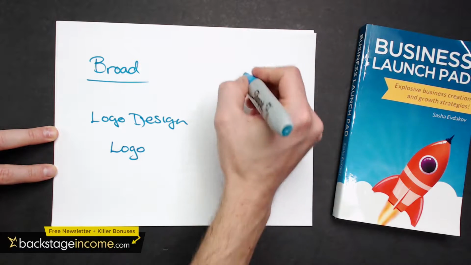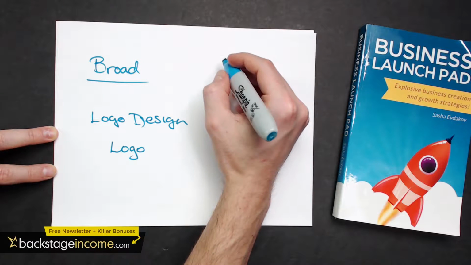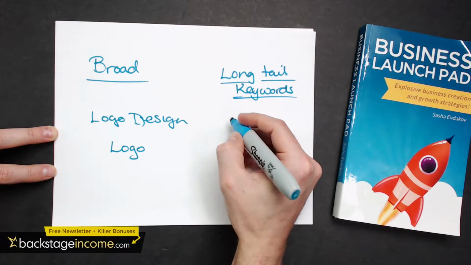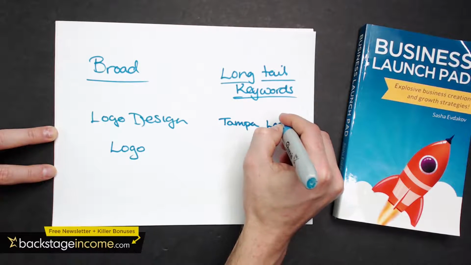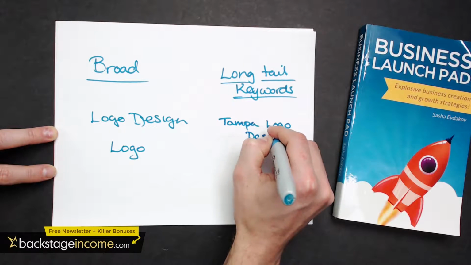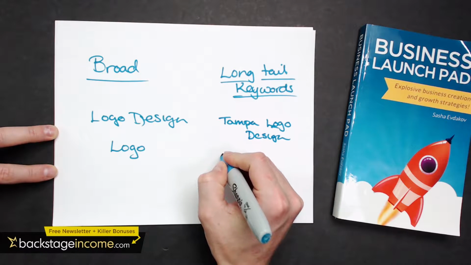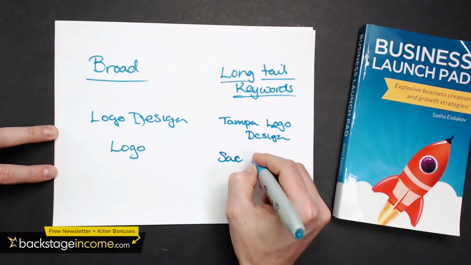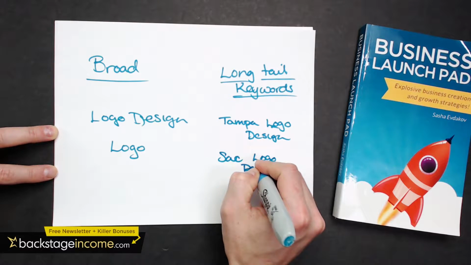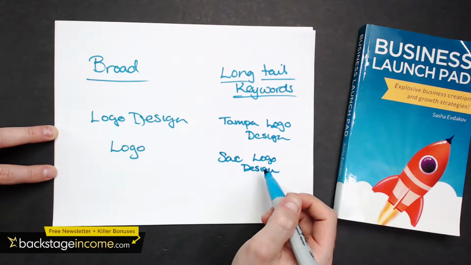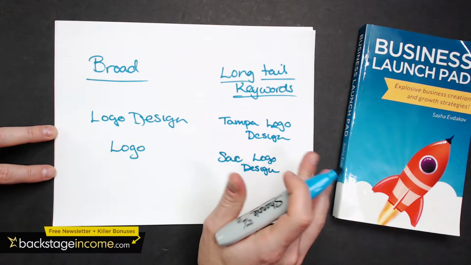The long tail keywords, on the other hand, might be something like Tampa logo design. So if you're looking for logo design in Tampa, or if you're looking for logo design in, let's just say, Sacramento, California, these are more specific long tail keywords. Okay, so that's kind of the main difference. They're more specific. Sacramento, California logo design. It's just getting more specific.